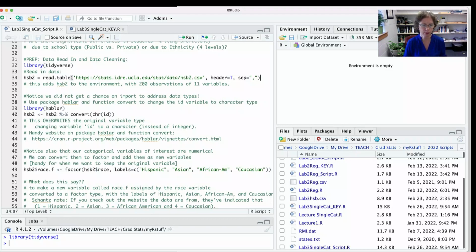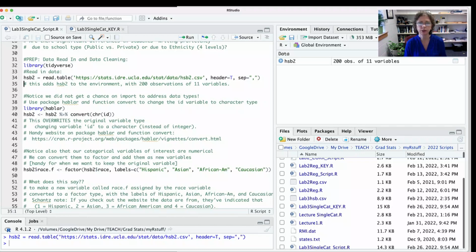So when we run this script, it places the HSB2 with 200 observations and 11 variables in the environment. But notice we didn't get a chance to do any import tasks, like setting the factors for the categorical variable or telling R which one is the unique ID. So we're going to do that using script.